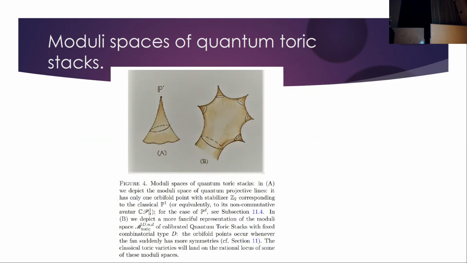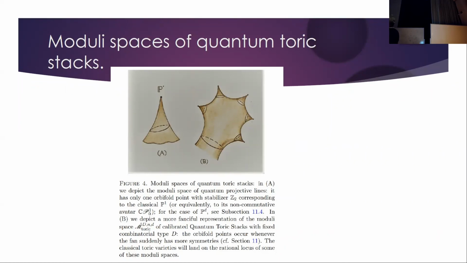And if you do it carefully, there are many parameters in the moduli space, but if you do it carefully, you get these beautiful orbifolds, complex orbifolds. The moduli spaces are complex orbifolds. And the rational points of the moduli space are the classical toric varieties. And every other point of the moduli space is a quantum toric variety.